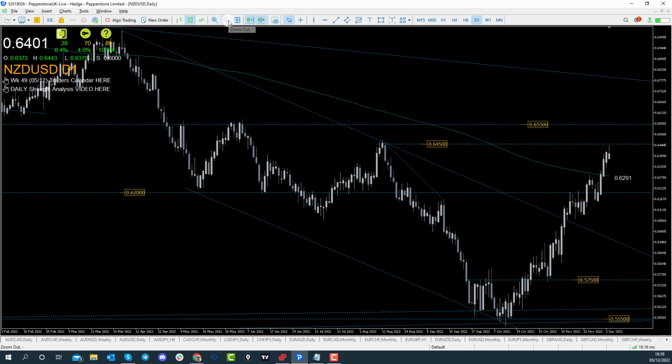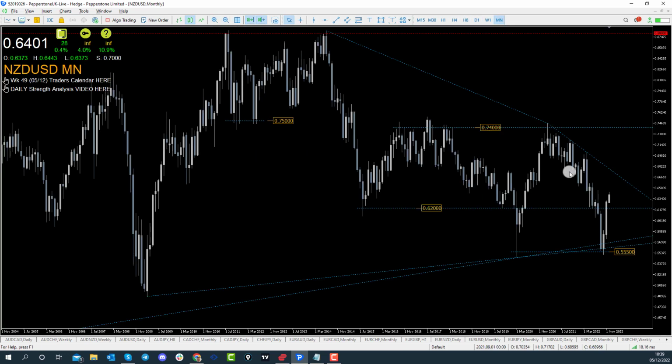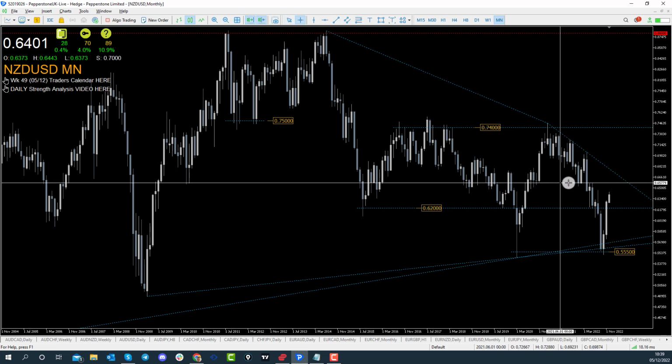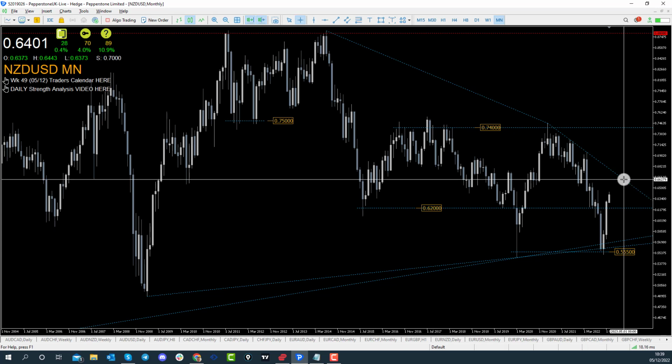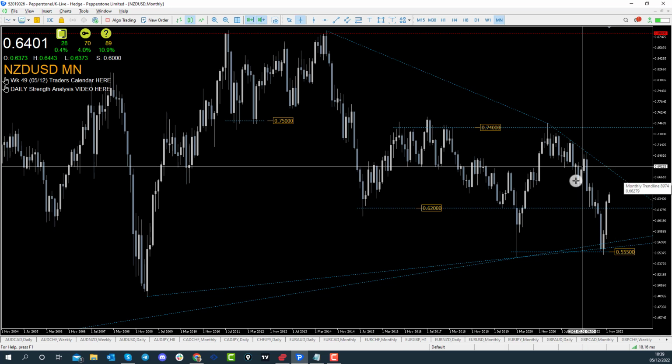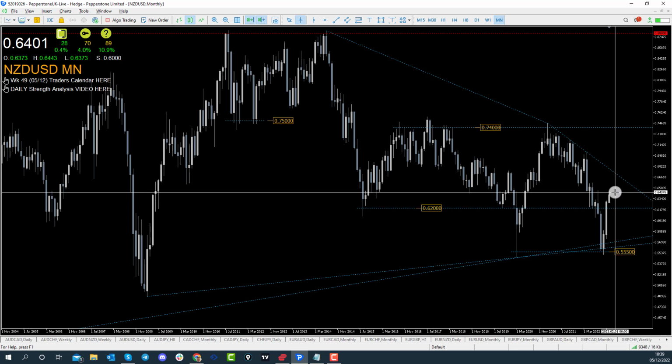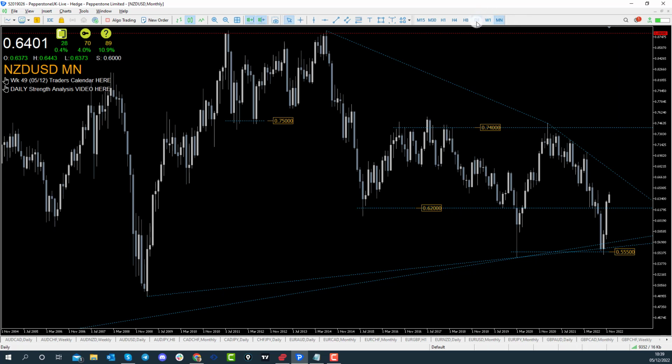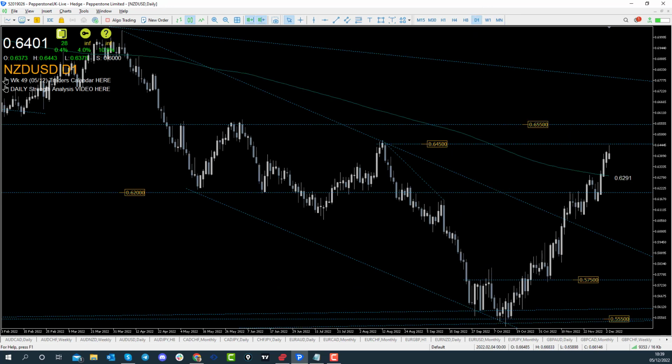Well, looking at the price of Kiwi dollar, if I just jump up to the monthly, that would suggest there's a little bit more room to go, because we have this trend line resistance through here, as well as previous structure points a little bit higher up around about the 0.66 handle. Whereas at the moment we're coming up to a minor level of resistance, I would say.